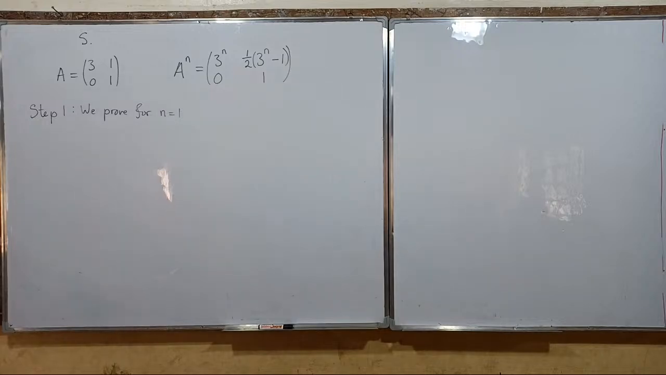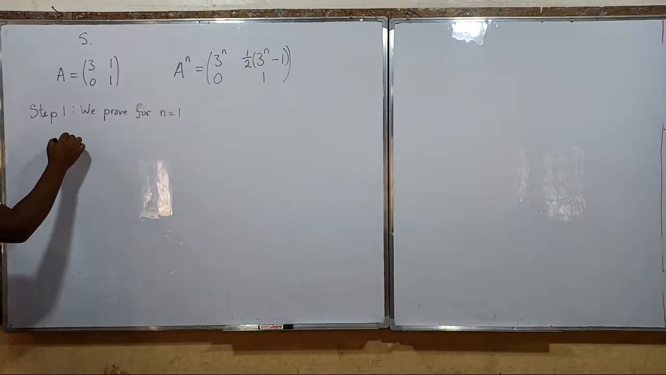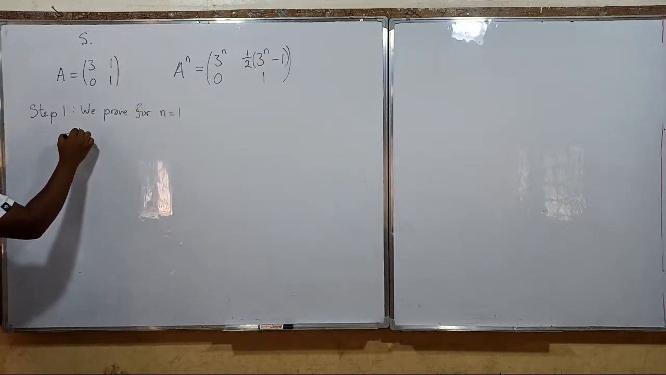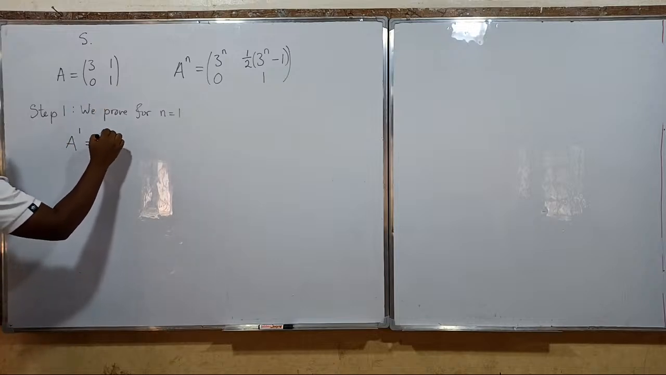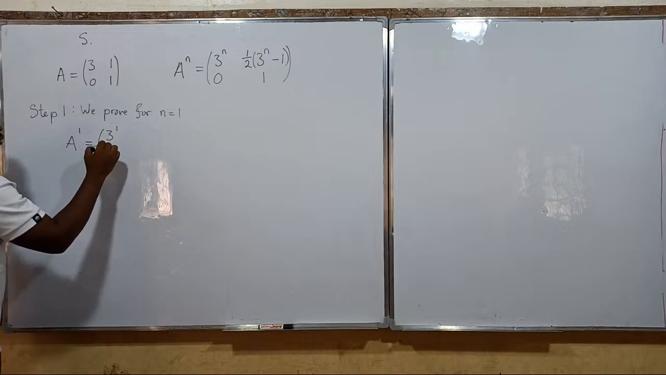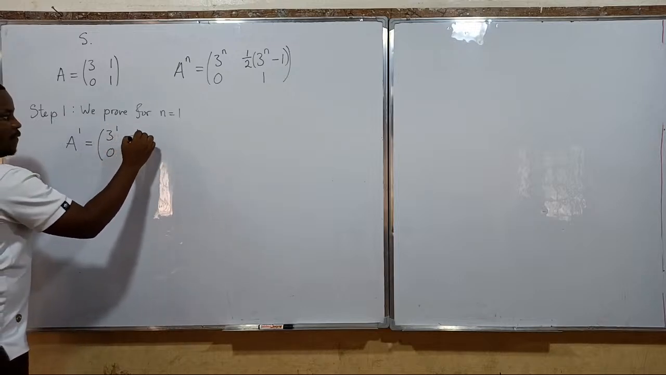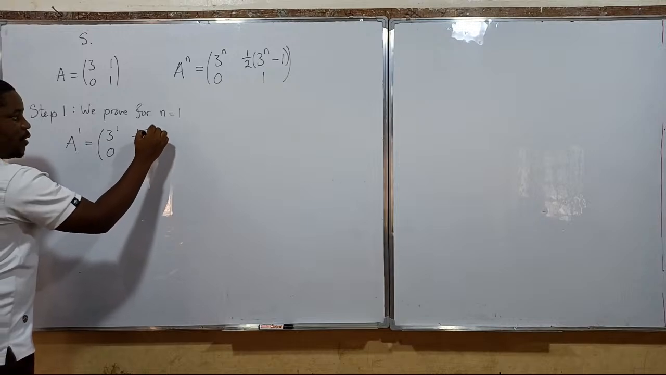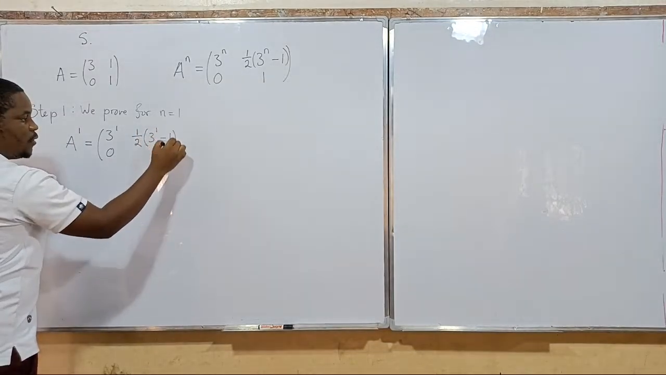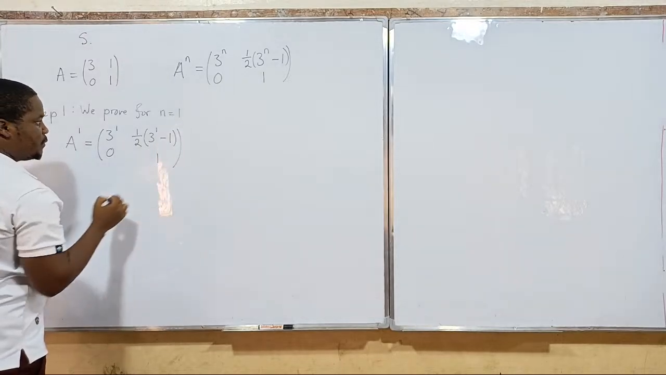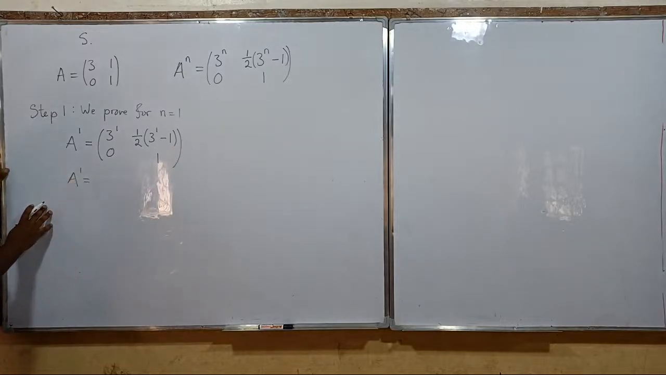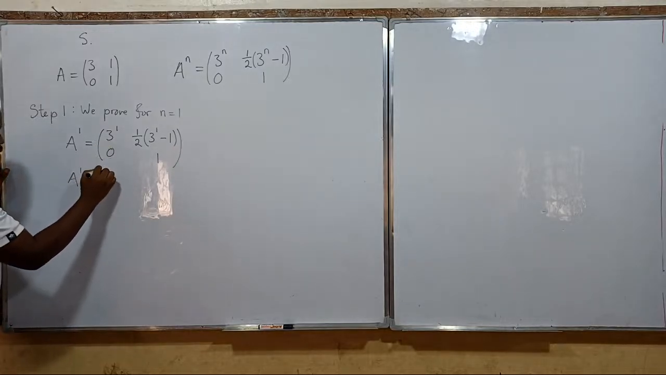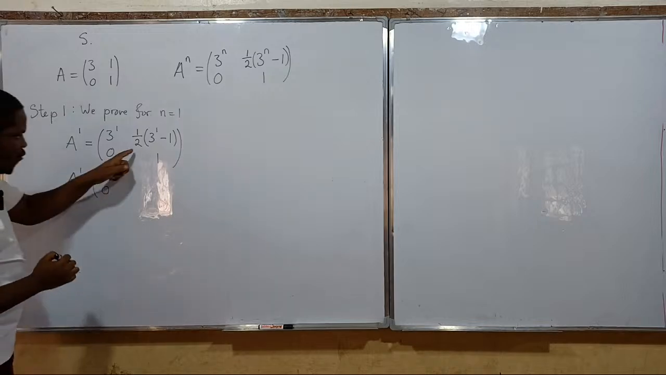What does that mean? Where there's n, we replace it with 1. So A to the power 1 is equal to [3 to the power 1, half (3 to the power 1 minus 1); 0, 1]. Then A power 1 is equal to this is just a 3, this is just a 0. Here, what do we get?